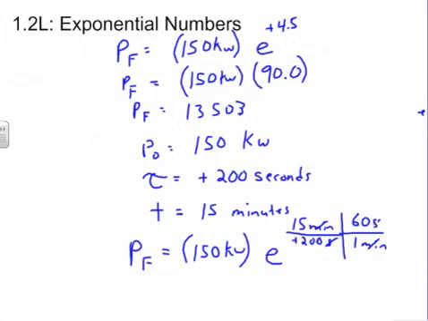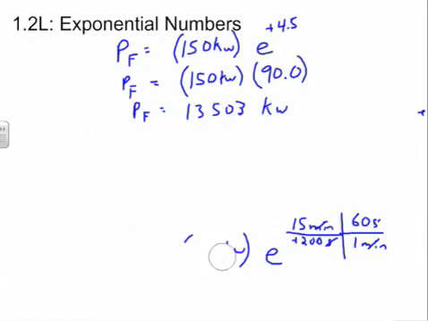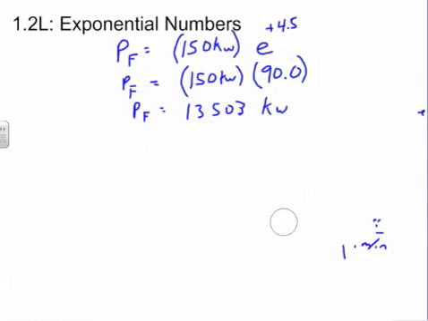13,503 kilowatts. Or at this point, we're now able to power 13,503 electric skillets. And before, we were only 150. So in 15 minutes' time, we really brought this reactor up quite a bit in power.